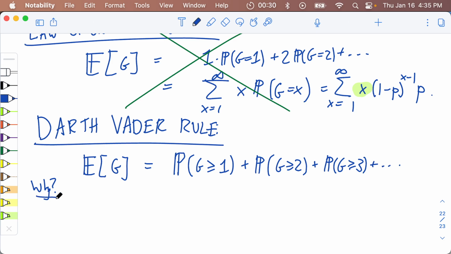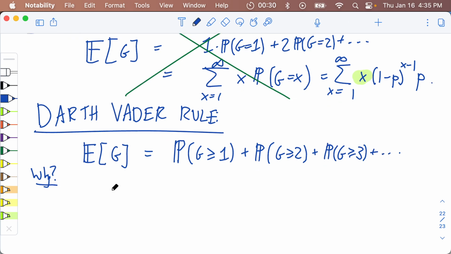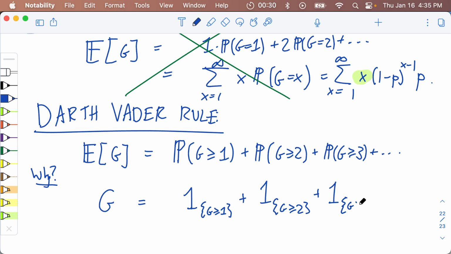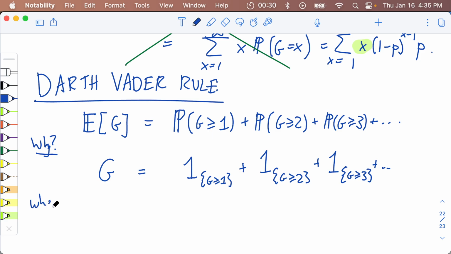Well, one proof you could do is to rearrange these terms, but there's an even simpler proof that I'm going to show you here, which is to write g in terms of indicator functions. So I'm going to write it like this. It's 1 times g is greater than or equal to 1. And I'll explain what this means in a second for those of you who have never seen an indicator function. Okay, what does this 1 mean? Where 1a means 1 if a happens and 0 otherwise.